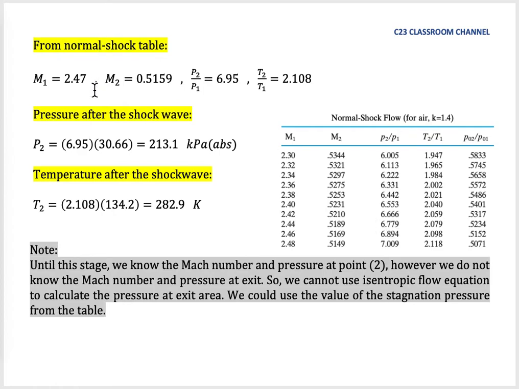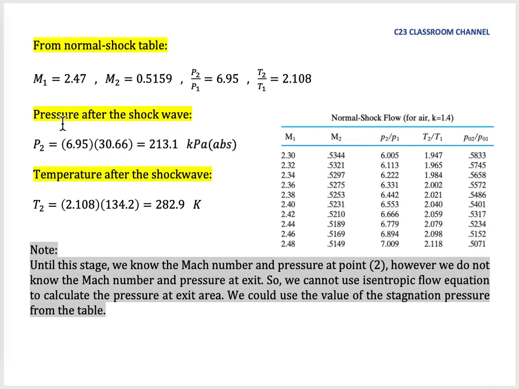Then from this, we could get information from the normal shock wave table like this. M1 is 2.47, M2 is 0.5159, P2 over P1 is 6.95, and T2 over T1 equals 2.108. Here is an example of the normal shock wave flow table, and we don't have 2.47 in this table. What you need to do is the interpolation calculation to get the exact value of M2, P2 over P1, T2 over T1, and so on and so forth.